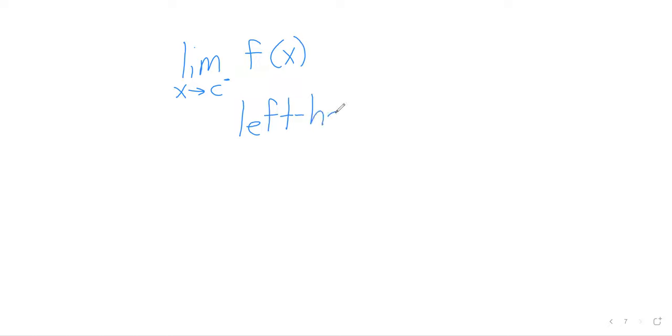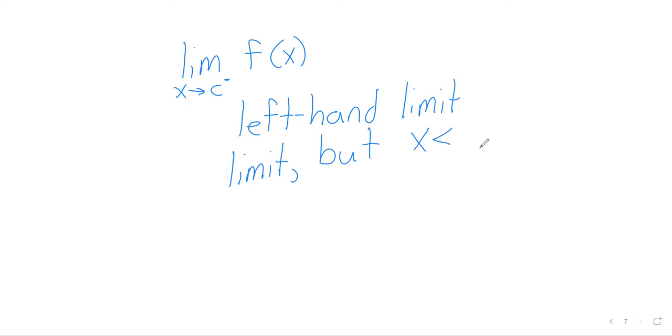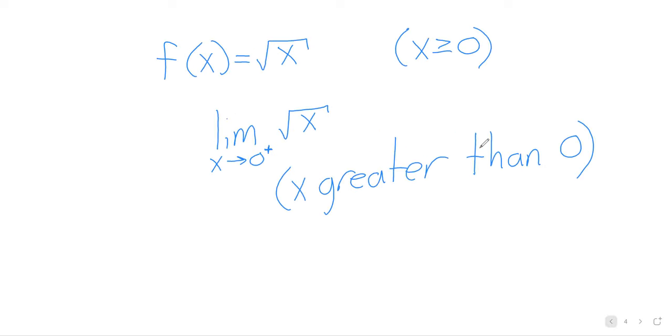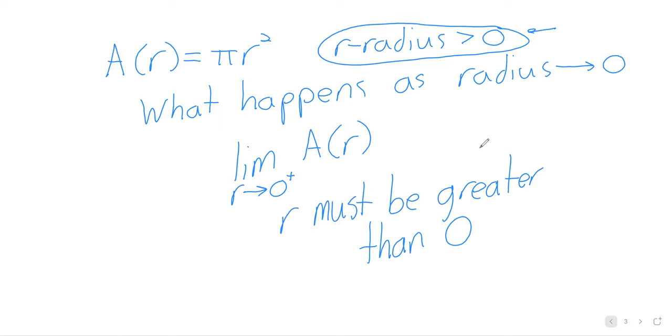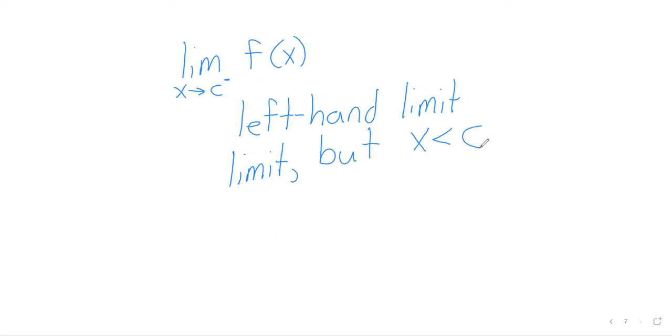And we call that the left-hand limit. And the left-hand limit is the limit, but x always has to be less than c. And just like we came up with the radius, we can come up with real world examples for a left-hand limit. This example is going to be kind of more obscure, but let's see.